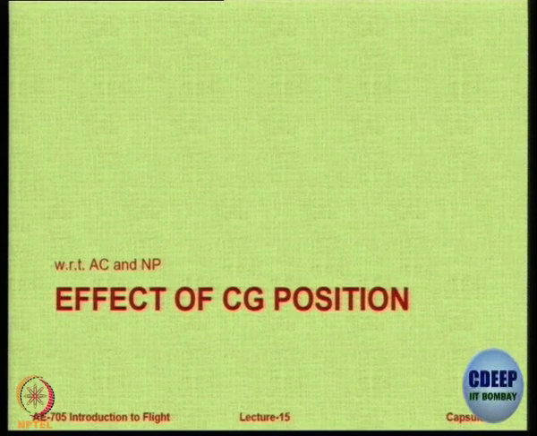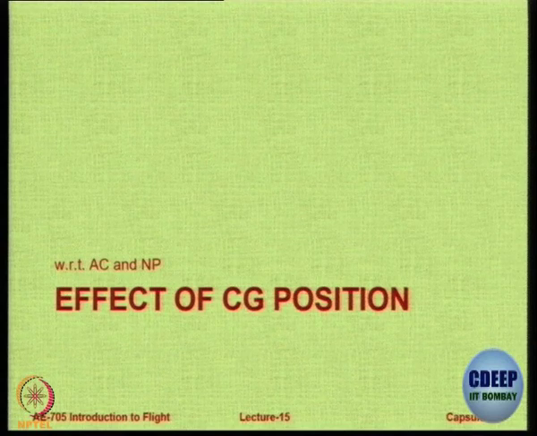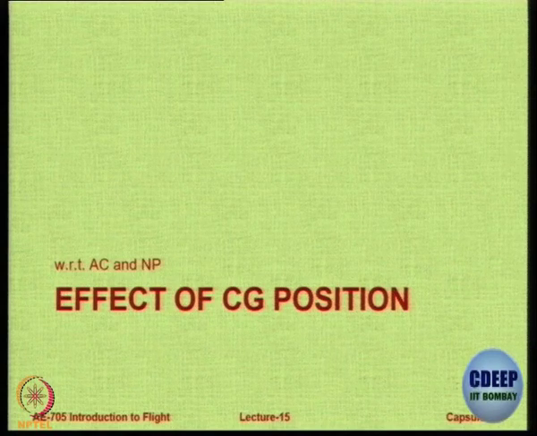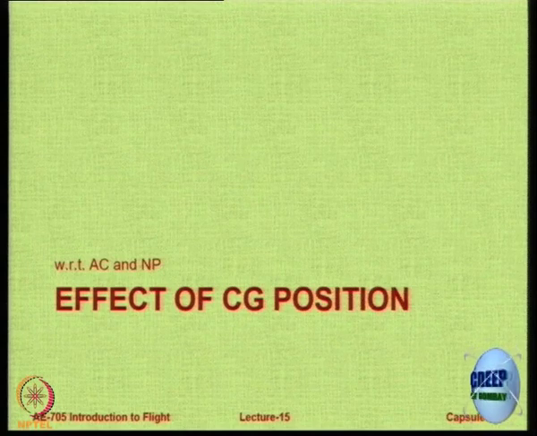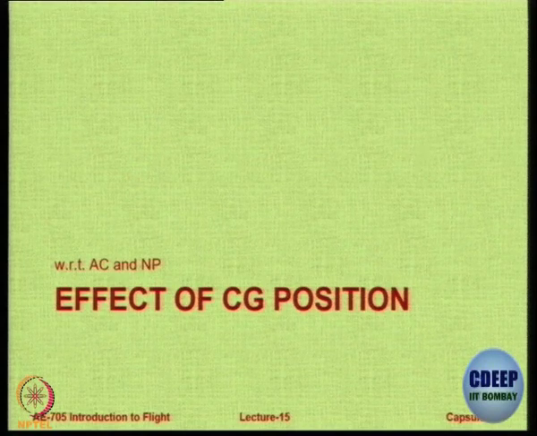Okay. So you can just assume that there is a point called a neutral point. Its location depends on the geometry of the aircraft, such that if the CG is ahead of that point, the aircraft is longitudinally statically stable. If the CG is behind, it is unstable. If the CG is exactly there, it is neutrally stable. This is how you define the neutral point. Okay, there is no other significance.